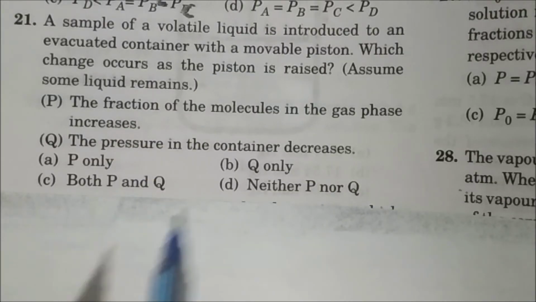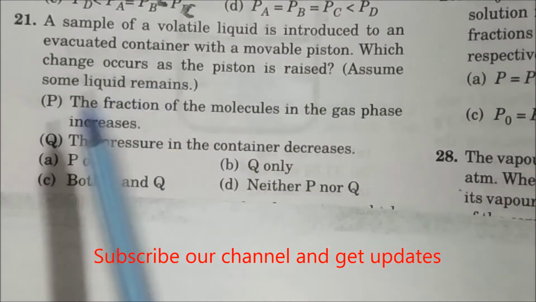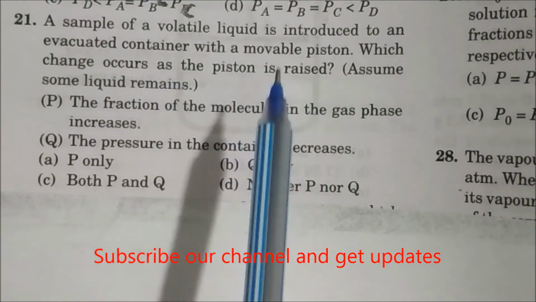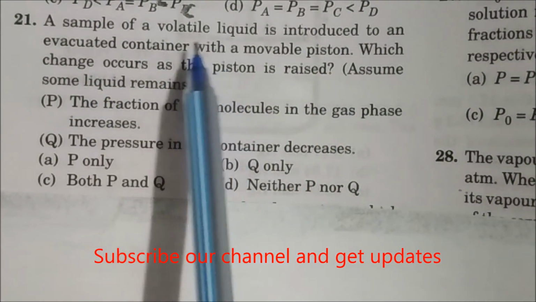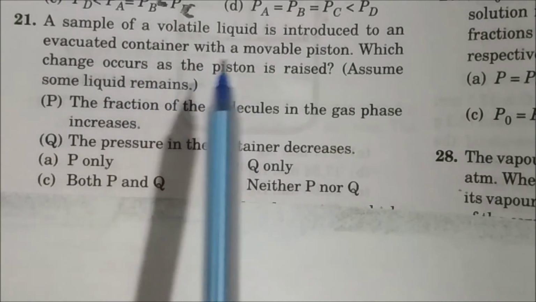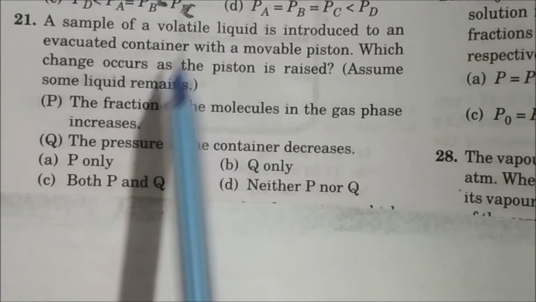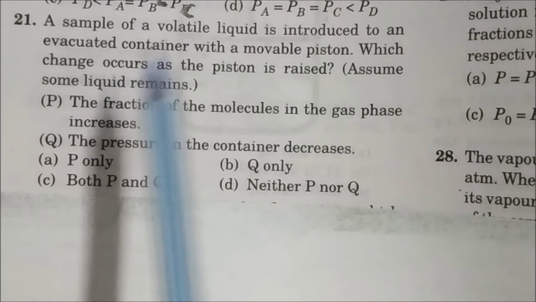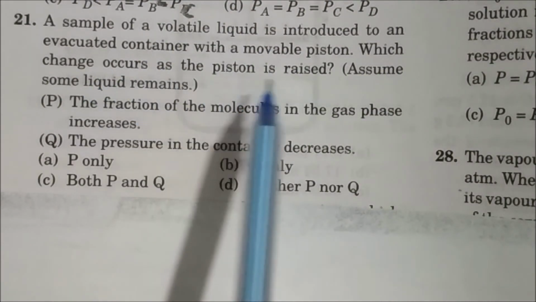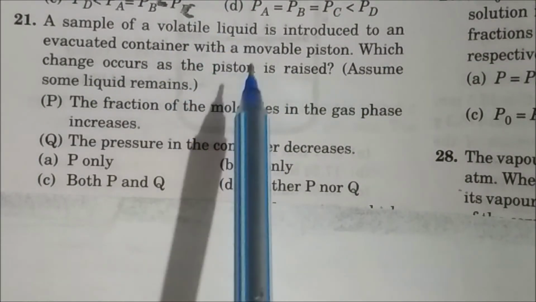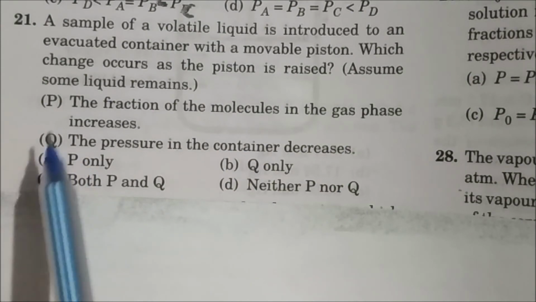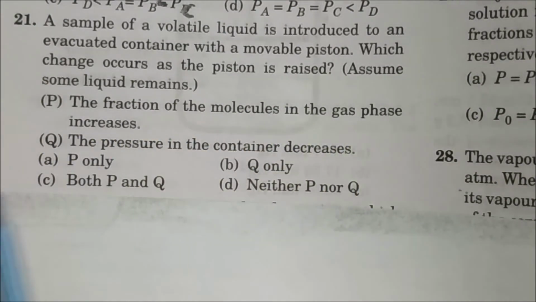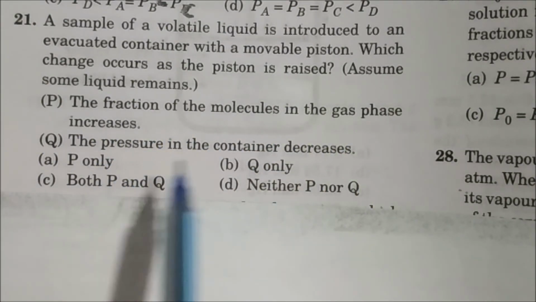A sample of a volatile liquid is introduced to an evacuated container with a movable piston. So this volatile liquid is introduced, and what will happen when this liquid is introduced? It will convert to vapor. Now the piston is raised. What will happen? The fraction of the molecules in the gas phase increases, so of course it will increase. The pressure in the container will decrease?